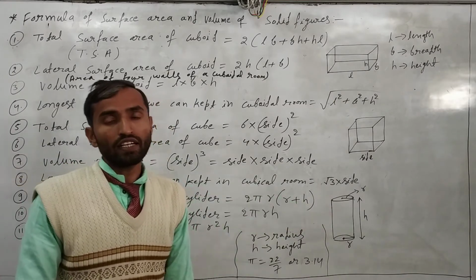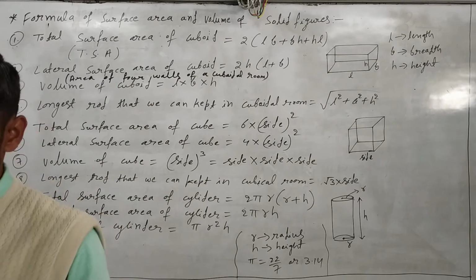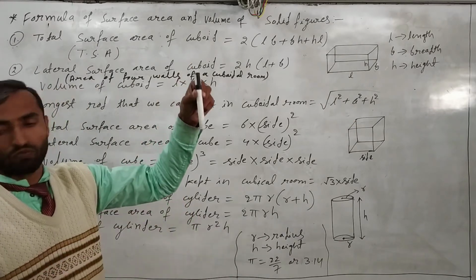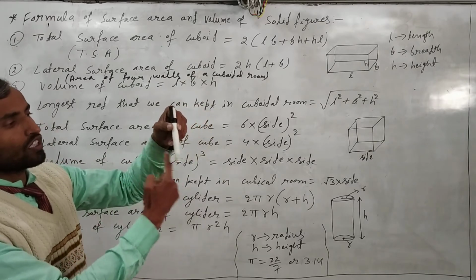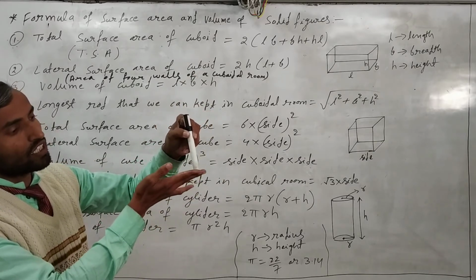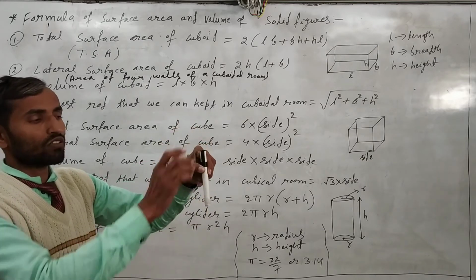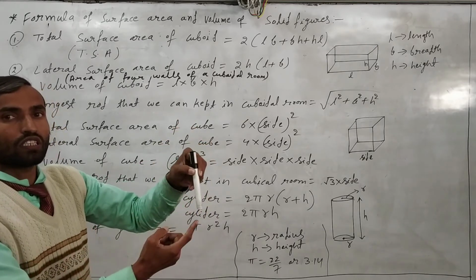Because in the cylinder, how many surfaces are there? Total 3 surfaces are there. This marker is a cylinder only. So this one is the curved surface, and this one is a flat circular surface, and this one is also a flat circular surface. So 3 surfaces, 2 circular and 1 curved surface.